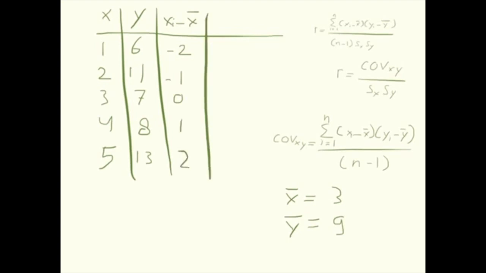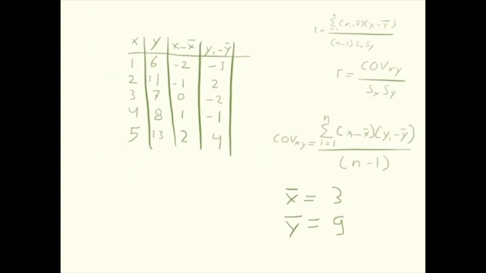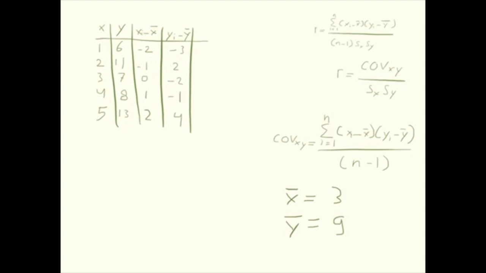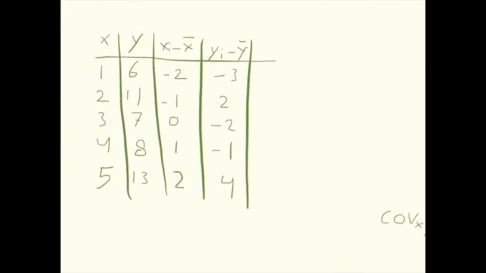We will now do the same for y minus mean y. In this case, 6 minus 9 is minus 3, and then 11 minus 9, 7 minus 9, 8 minus 9, and 13 minus 9. Next, we have to multiply these two with each other. So let's zoom in. Multiplying x minus mean x by y minus mean y results in 6, minus 2, 0, minus 1, and 8.